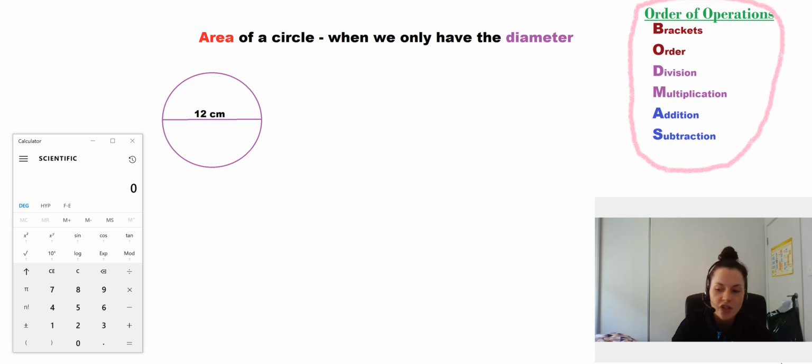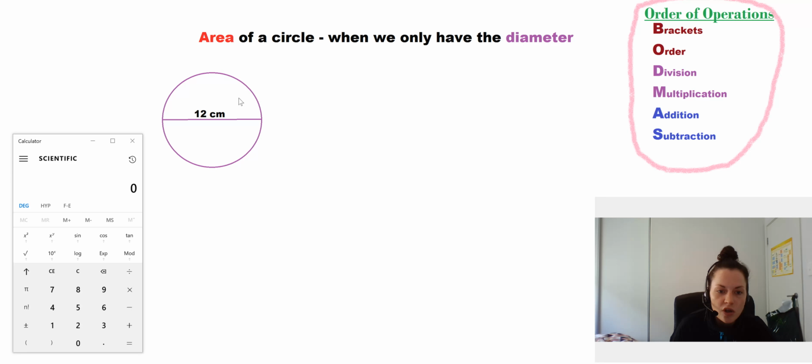Hi everyone, so in this YouTube video we're going to be looking at the area of a circle when we only have the diameter, and one thing I would like you to pay particular attention to is my working out and my steps, and we're also going to be looking at our order of operations.